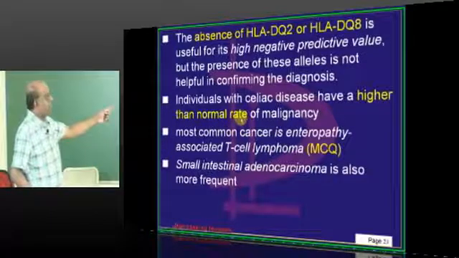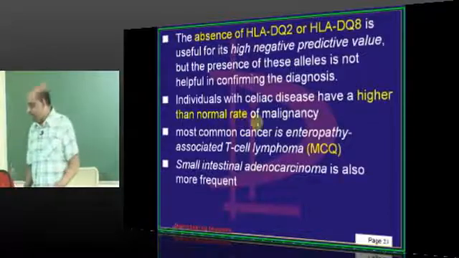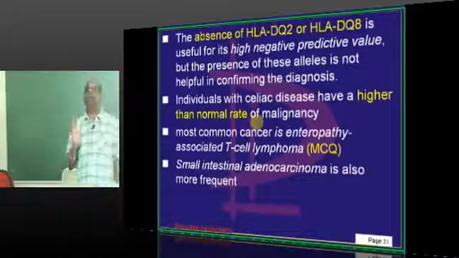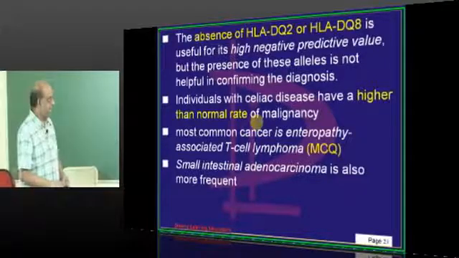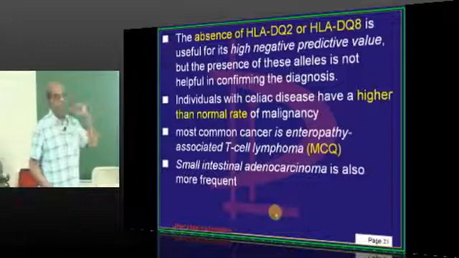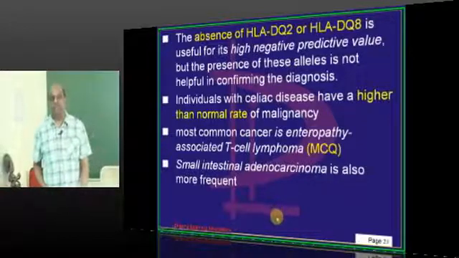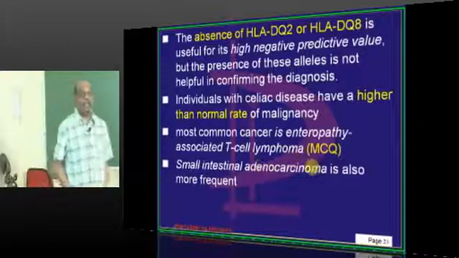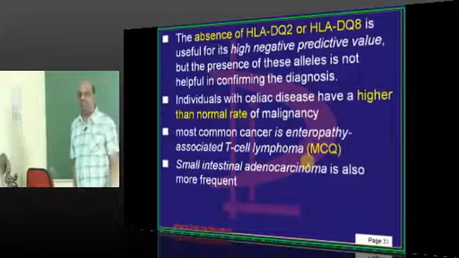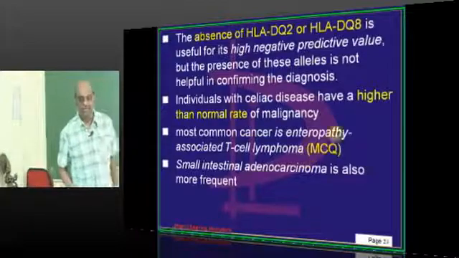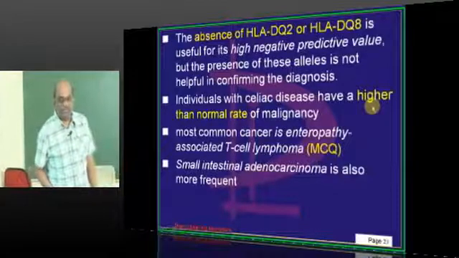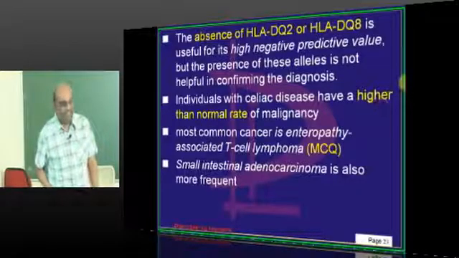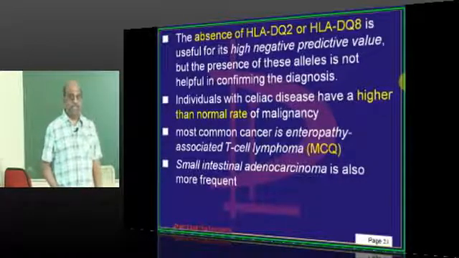Then, people who have celiac disease have a higher than normal rate of malignancy, is what you have to remember. Then what kind of malignancy is very common? One of the favorite MCQs. Enteropathy associated T-cell lymphomas. You remember we discussed it in the topic of lymphomas about 2 weeks back. Past 2 weeks we are swimming in the pond of pathology only. But pathology is worth it.